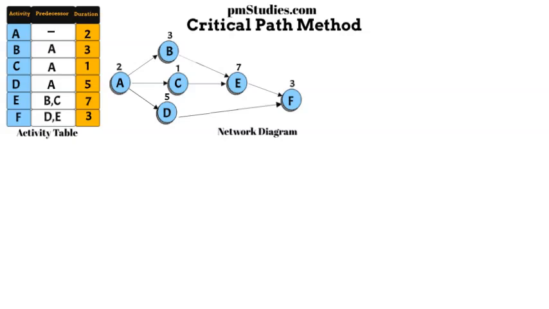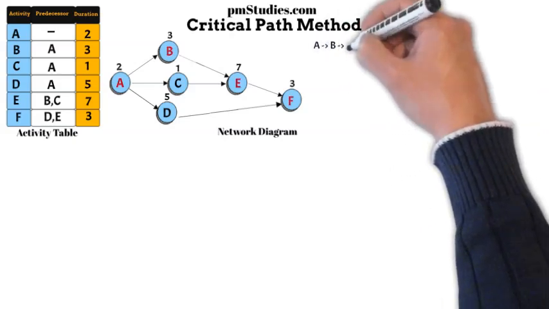To determine the project's total duration, we must first identify all paths within the network diagram and sum the durations of the activities along each path. The path with the longest cumulative duration will represent the overall project duration. Our plotted network diagram reveals 3 paths.